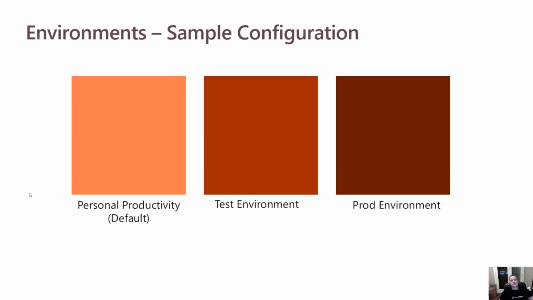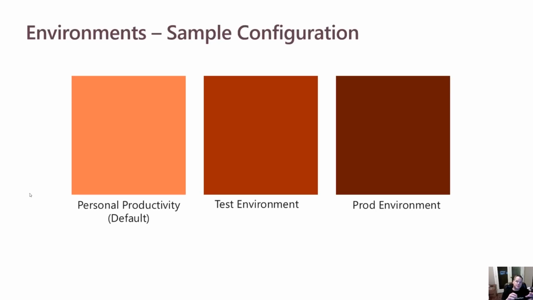So let's take a look at a sample configuration. And this is essentially what I've done at the new place. I've created, or I've modified the name of the default environment to be called Personal Productivity. Now, as part of that, I want to enable people to be able to explore and to build within that environment. Subsequently, I've also created two other environments, a test environment and a production environment.